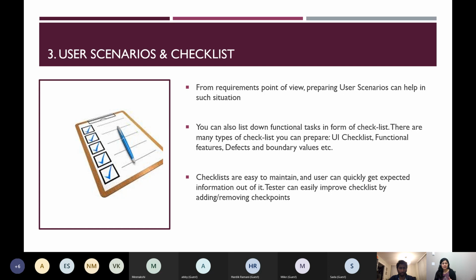You can also create a checklist. A checklist is very, very helpful. It doesn't take too much effort to maintain. It's very easy to add items, remove items, and change it and tweak it as required.